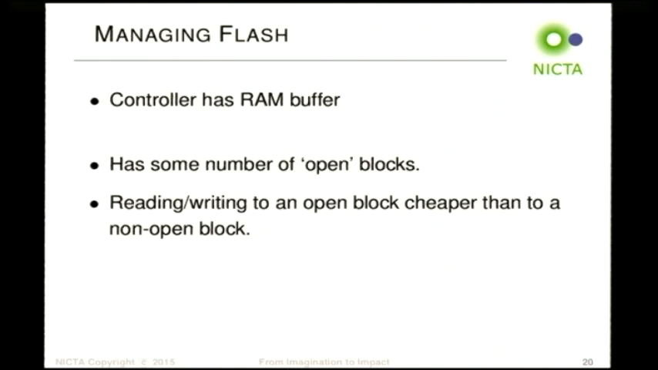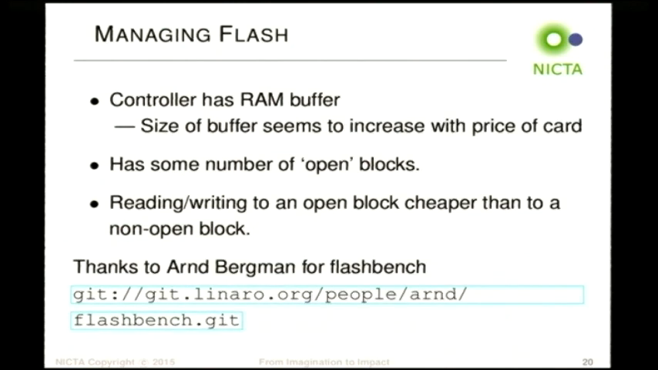Now, the controller's got some RAM buffer. The RAM buffer is smaller than the array size. So a guy called Arnd Bergmann did a whole heap of work to characterize flashes, and he discovered that the way that most of these flash controllers work is they keep some number of erase blocks that they're currently writing to. And that number varies from 2 up to some fairly large number. The size of that buffer seems to increase with the price of the card.